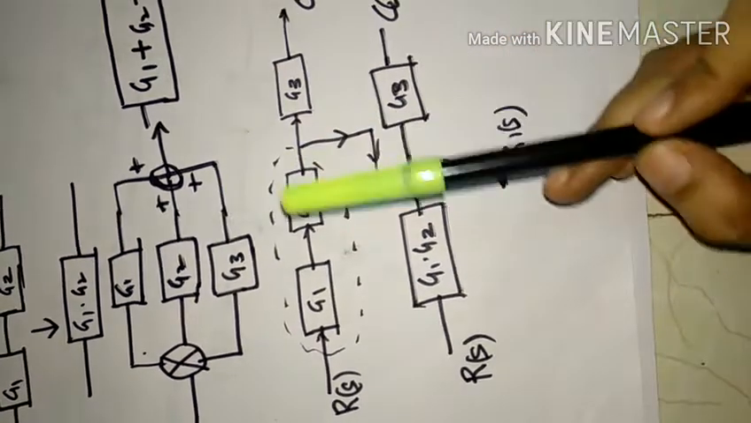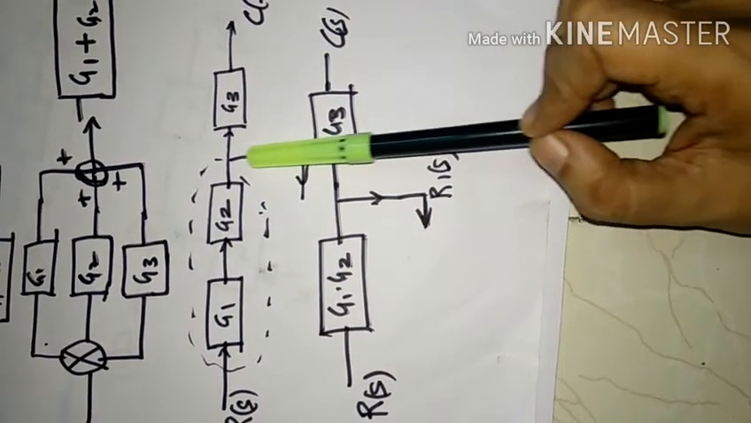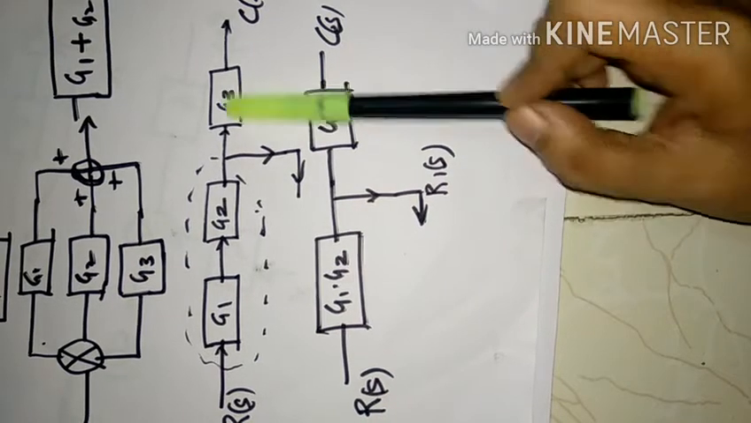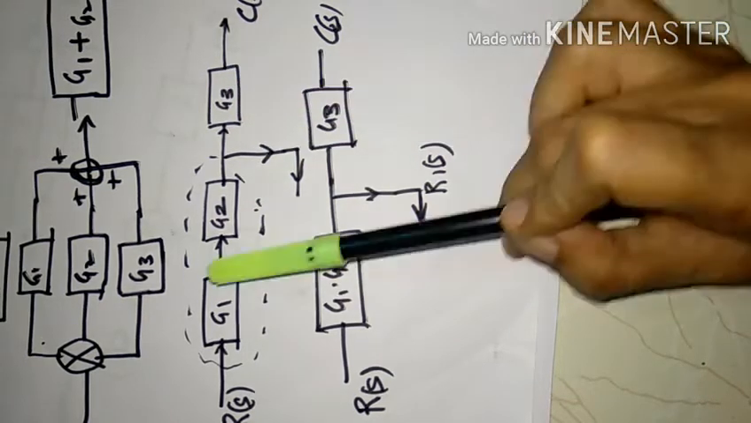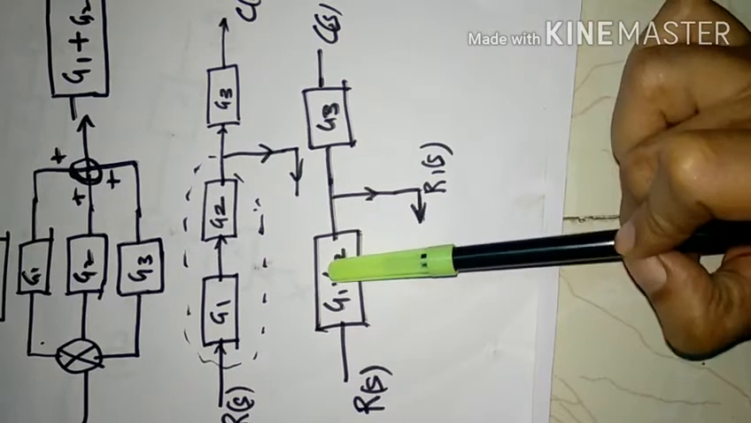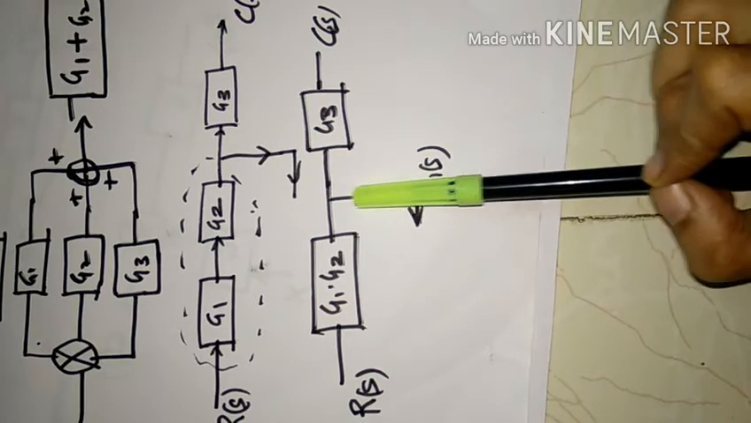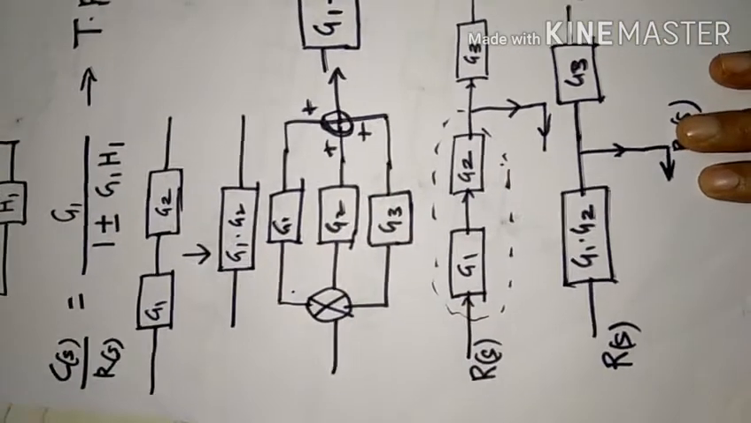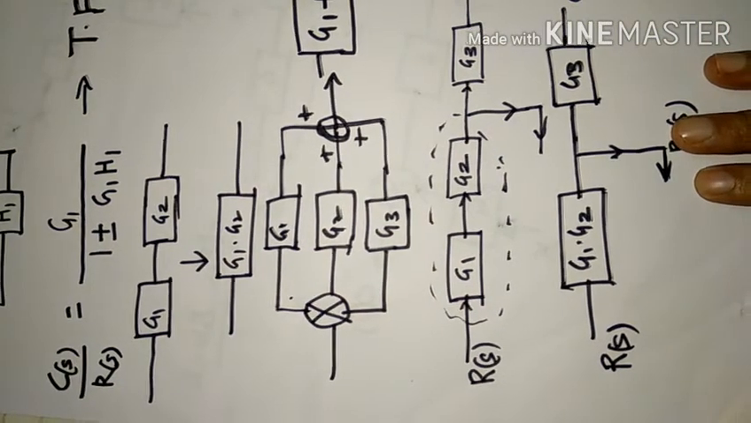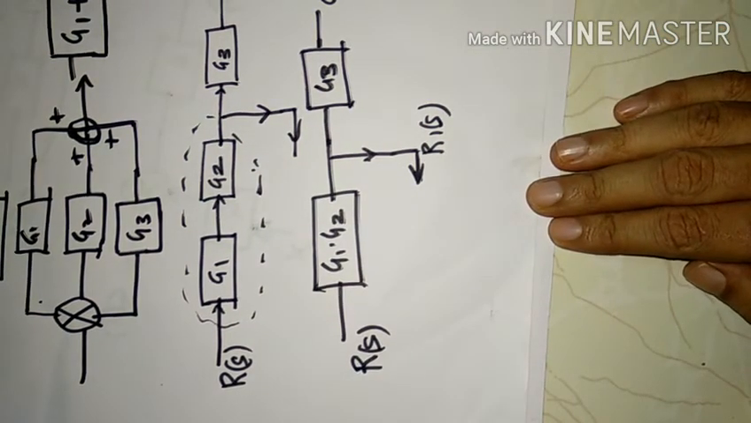Similarly, if the blocks are in this direction, for example G1, G2, and this is a takeoff point, and this is G3. Then this will be multiplied, G1 multiplied by G2, and G3 will remain as it is, because in between there is a takeoff point. Are you getting it? So these are basically the three important rules: the feedback eliminating loop, G1 upon 1 plus minus G1 H1, the series law, the parallel law, and eliminating the takeoff point.